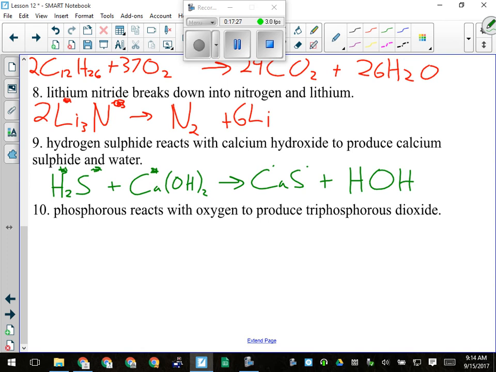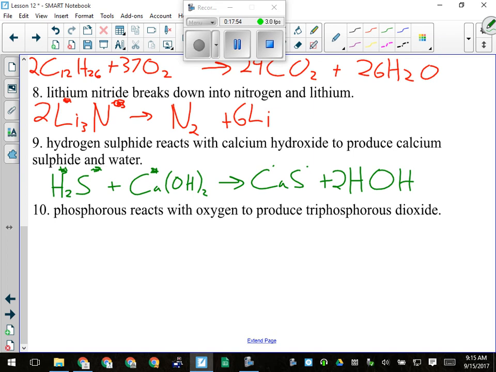Probably best to start with either hydrogen or hydroxide, doesn't really matter. I've got 2 hydrogens over here. How many do I have over here? 1. And that's the trick, right? It looks like there's 2, but remember, this hydrogen came from here. It's part of OH. This is why it's easier to track it this way. So I'm going to put a 2 here. That balances my hydrogens and my hydroxides.